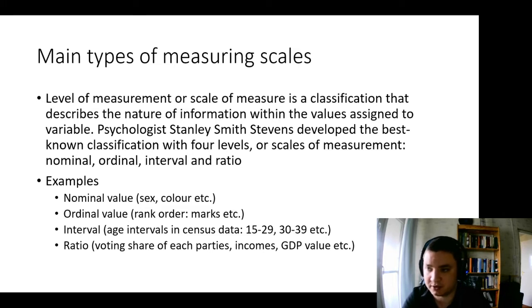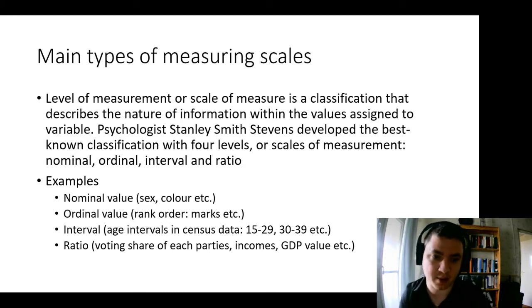The level of measurement or scale of measure is a classification that describes the nature of information within the values assigned to a variable. Psychologist Stanley Smith Stevens developed the best known classification with four levels or scales of measurements: nominal, ordinal, interval, and ratio. For example, the population number, or population density, or GDP per capita, all of them are ratio variables.